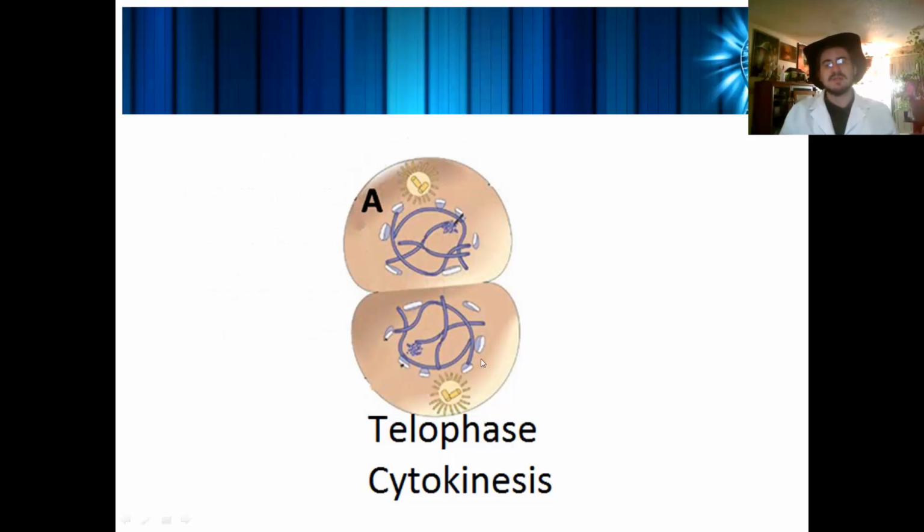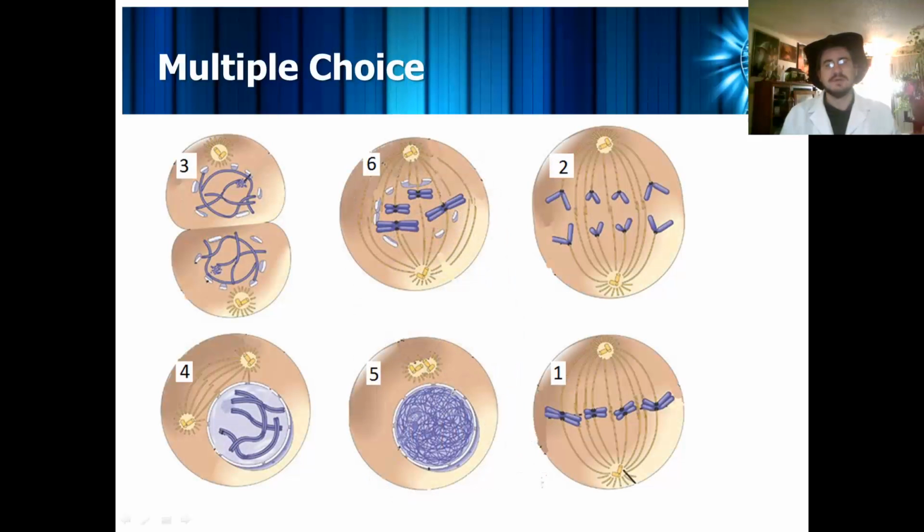So here we are. The white stuff is the nuclear envelope reforming. These are becoming long and spindly because they're unraveling back into chromatin. And this right here is the nucleolus starting to reappear. Here's our single aster. And this is our cleavage furrow, this pinch along here. That's the indicator that cytokinesis is occurring.